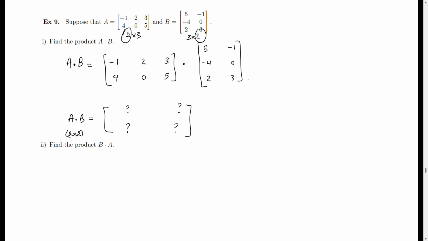Okay, so how do I find those missing numbers? Depending on which one of the missing numbers you want to find, you have to do a different thing. So let's say I want this first one in the first row and the first column.